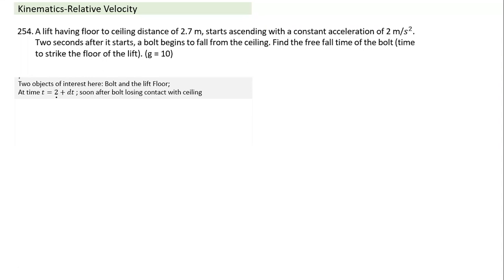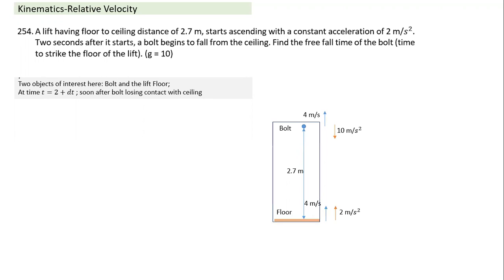Soon after, the bolt becomes loose. What does time t equal to 2 plus delta t mean? Soon after the bolt loses contact with the ceiling, the bolt will have a downward acceleration of g. That's the point we need to understand. So this is how we can draw the figure.